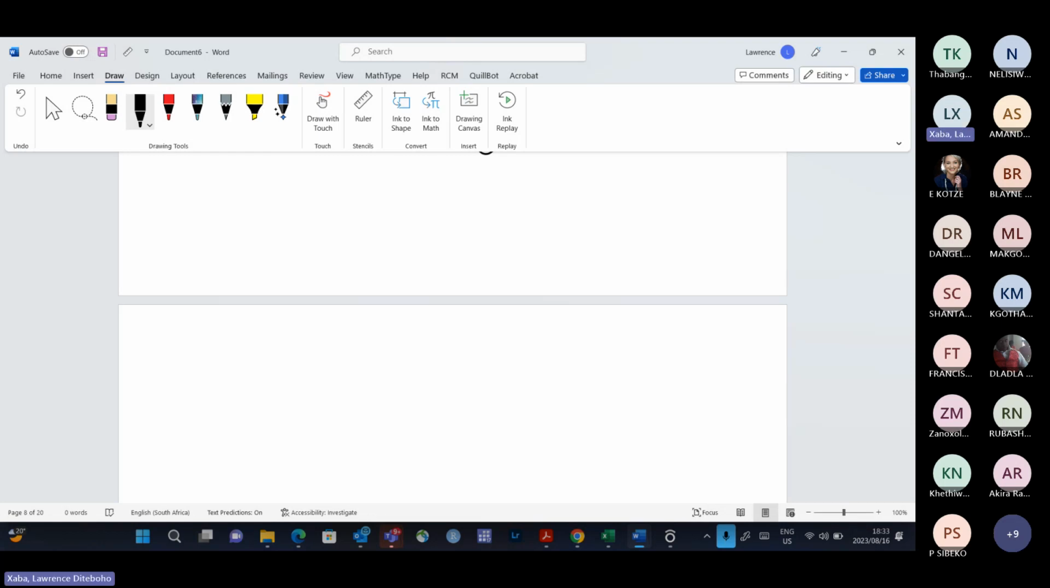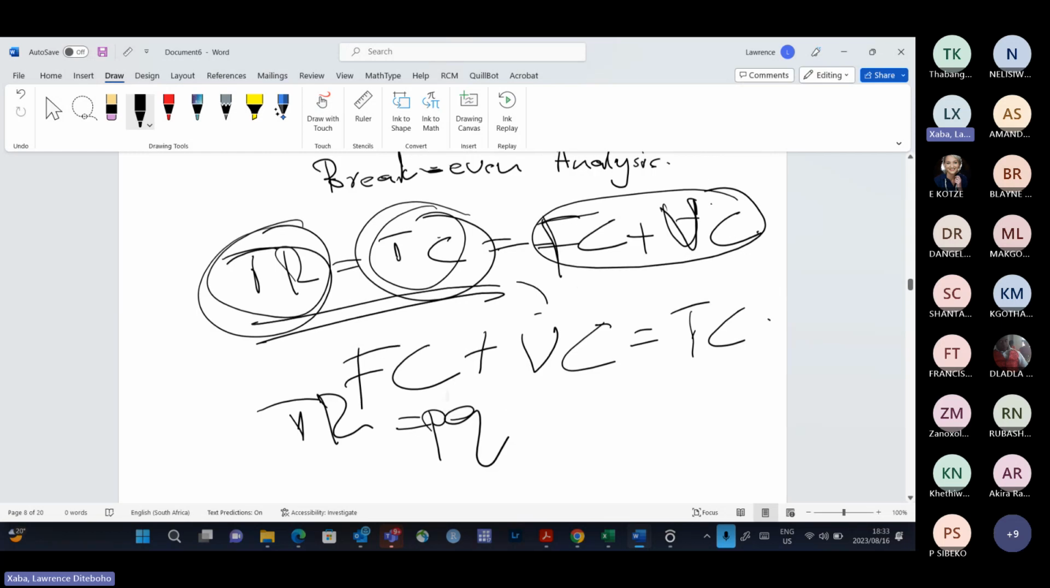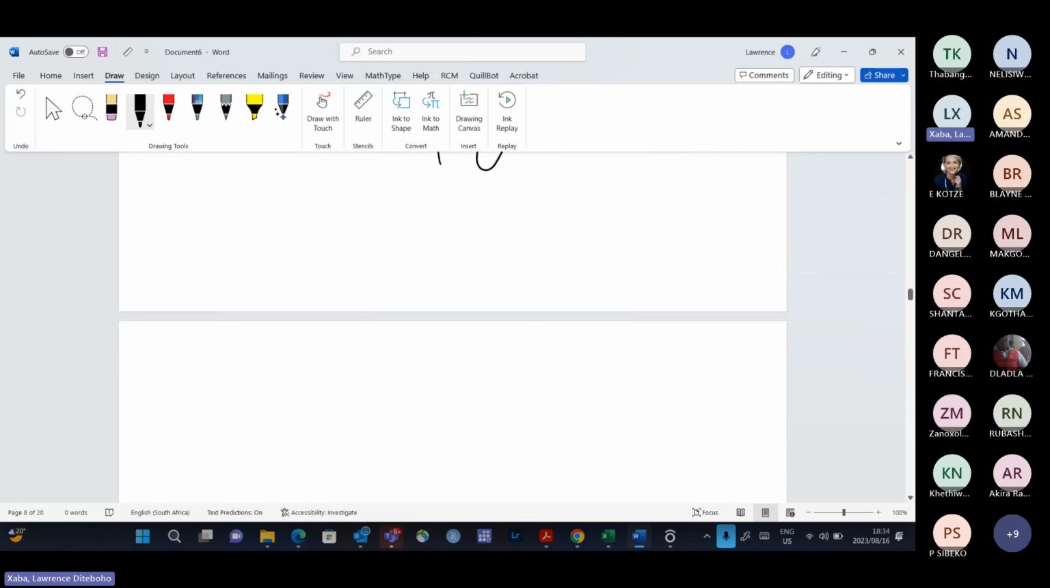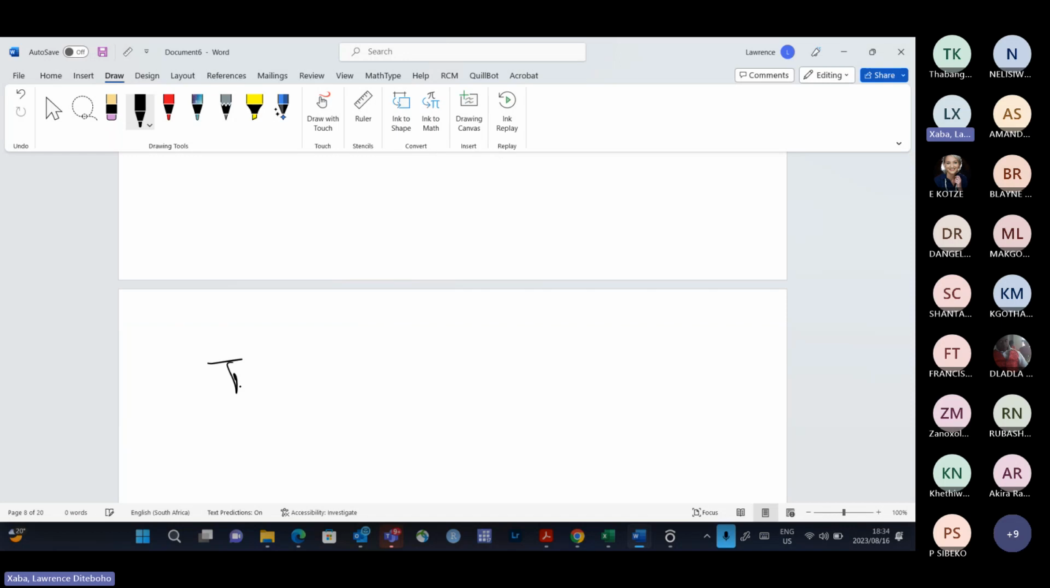First, we have to gather that from the given information. Like I said earlier, fixed cost plus variable cost is equal to total cost. I'll repeat that: total cost is equal to fixed cost plus variable cost. From the given information, our fixed cost there is 30, the rent, plus our variable cost there is 2Q.